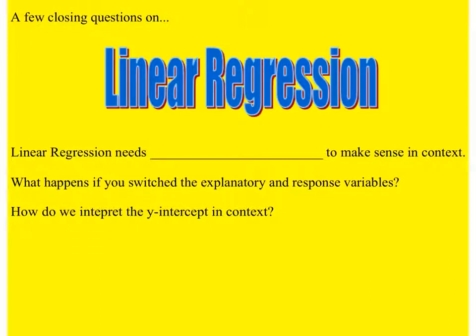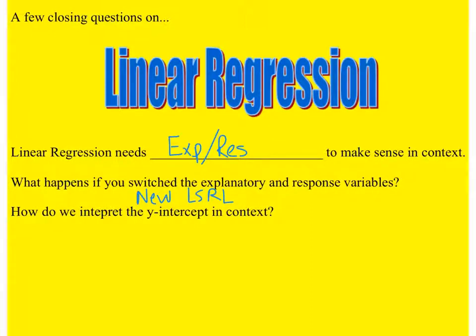So, linear regression. Let's make a distinction here between linear regression and correlation, because linear regression does need an explanatory response relationship designated. And if you switch your explanatory and response variables, you need to make a new regression equation. They won't stay the same. We need to decide which one we're using to predict the other one.